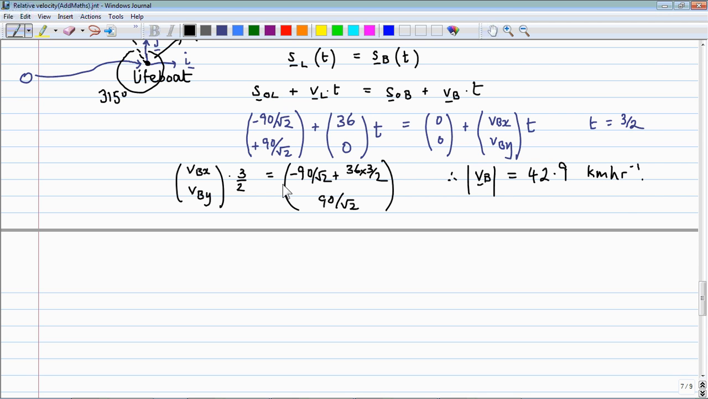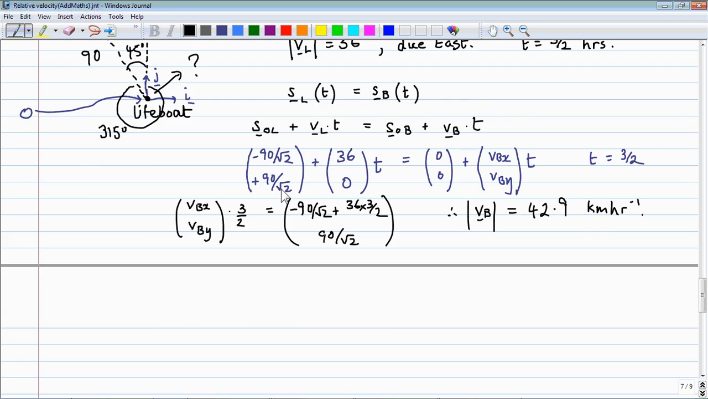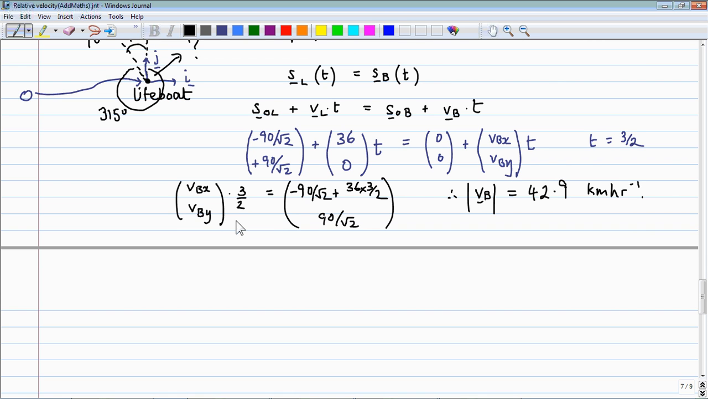calculate the magnitude of this vector. What I'm looking for, according to the question, is just to find the speed. Yeah? To find the speed, I just need the magnitude of this vector. That means I need to take the square root of the sum of the squares of these two components. Very simple. Obviously you need a calculator, but it's very simple.